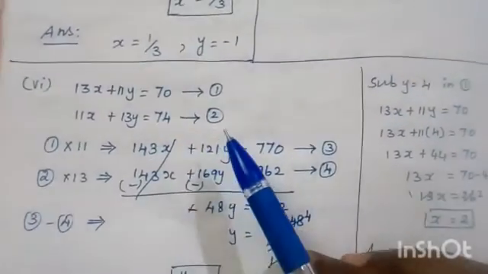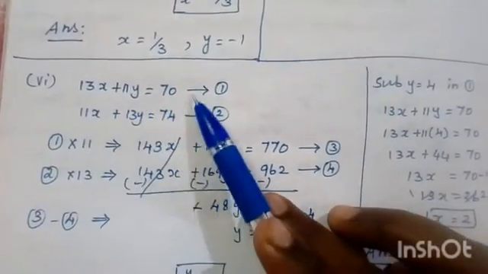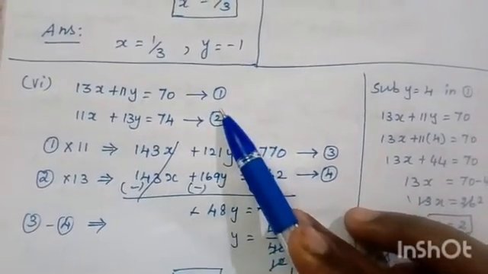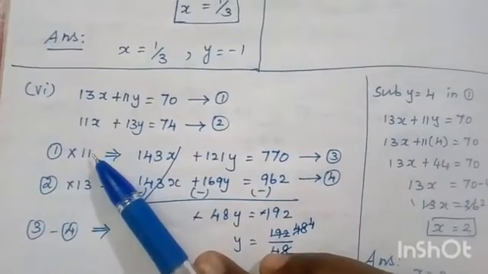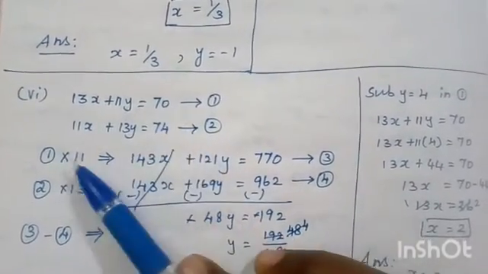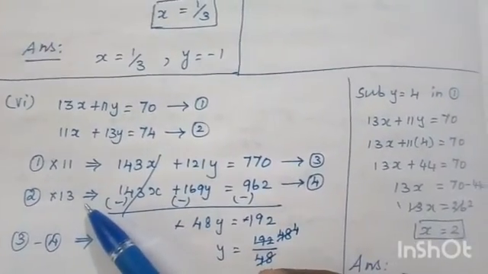Sixth problem is the same as the first two problems. 13x plus 11y equal to 70, 11x plus 13y equal to 74. Call it equation 1 and equation 2. We have to eliminate any one of the variables. So first equation multiply with 11, second equation multiply with 13.